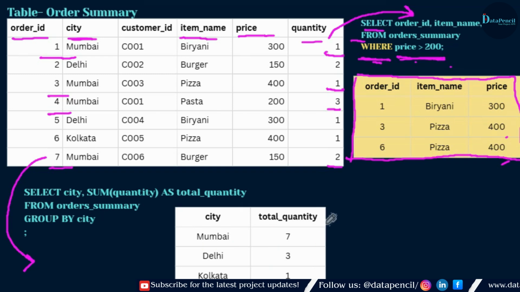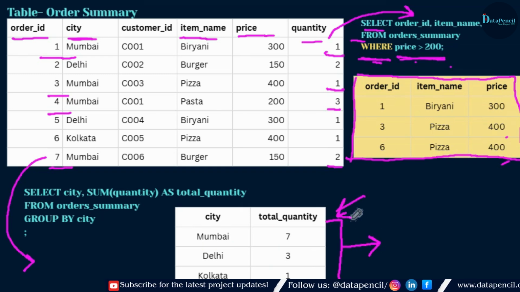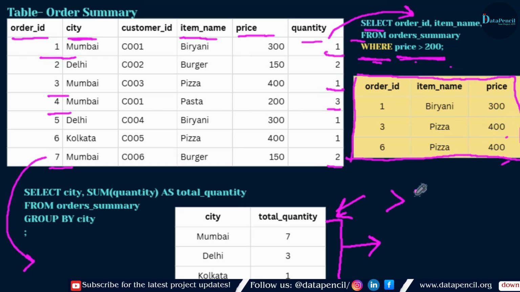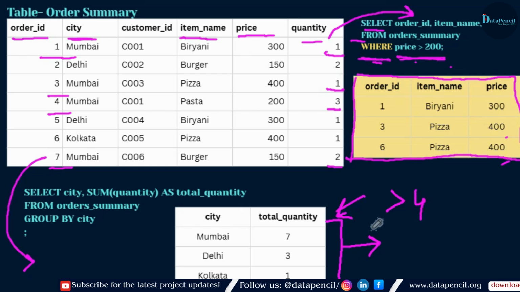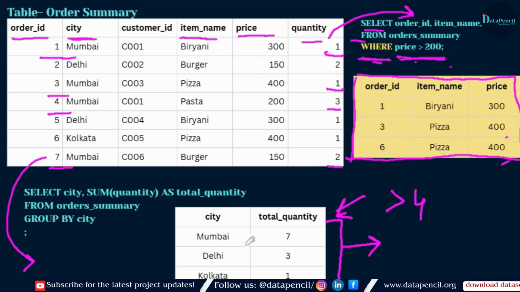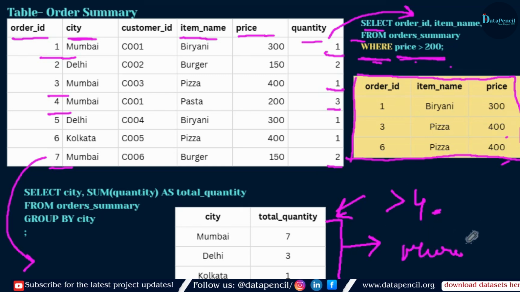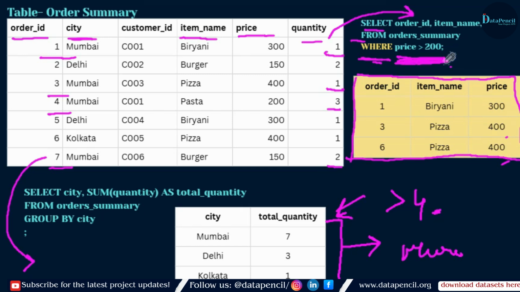Now, if we want to filter it further, we want to put condition on this grouped table. Like we want to see those rows only where total quantity is greater than 4. Okay, we want to put a condition on this grouped table and that condition is that show those cities where total ordered quantity is greater than 4. Correct? So in such cases, we cannot simply write where total quantity is greater than 4 like this.